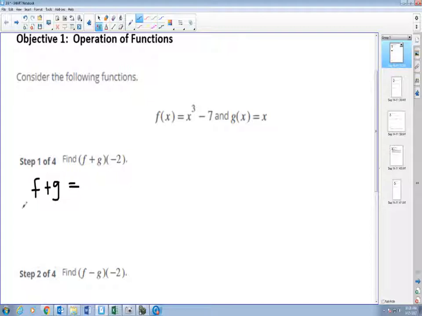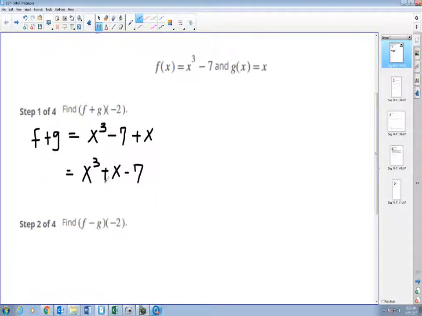So my function f is x to the third minus 7, plus my second function, just one term, so I can just put x. This is the combination of the two functions. So my answer is x to the third plus x minus 7. This is my new function after I combine them. Now I'm going to evaluate at -2.